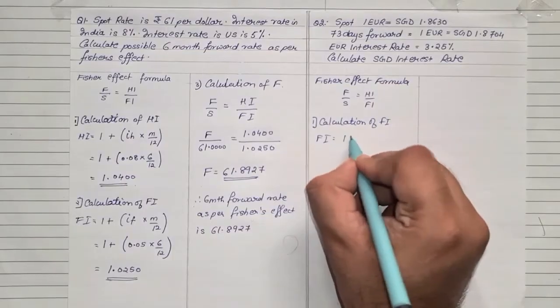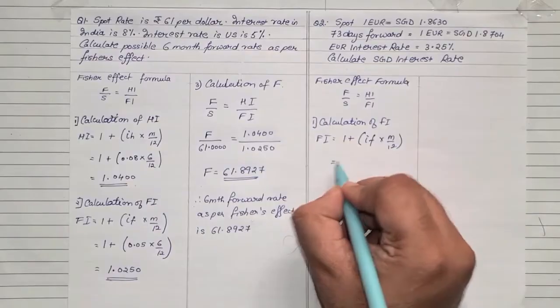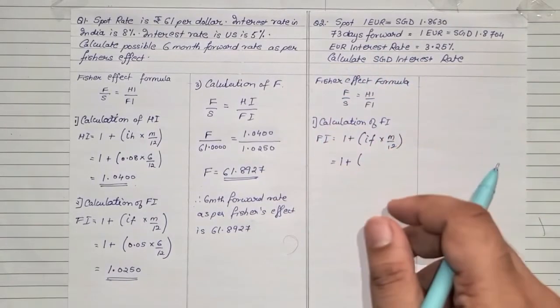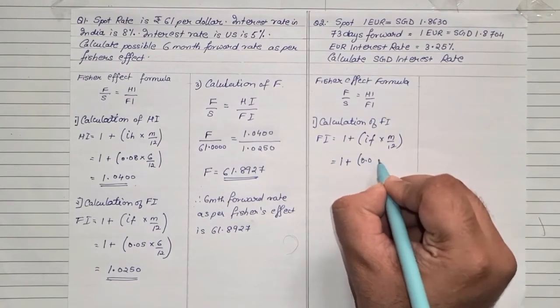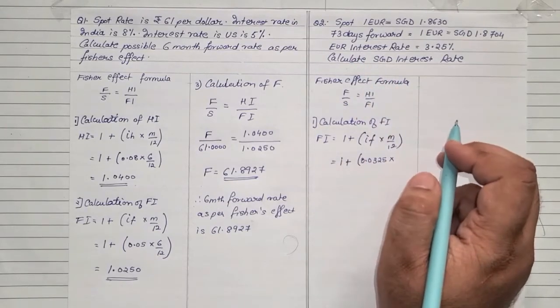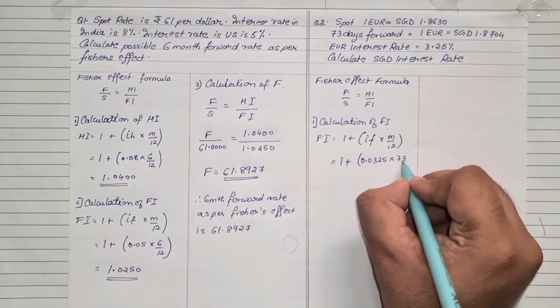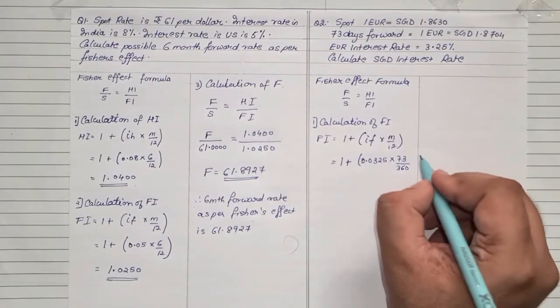Now I know the formula. FI is equal to 1 plus interest of foreign currency into M divided by 12. So that will be 1 plus interest of foreign currency, that is euro, 3.25%. So that will be 3.25 divided by 100. So that comes to 0.0325 into M. It is 73 days. So I will take this as 73 upon 360 just to get it in an easy calculated manner.